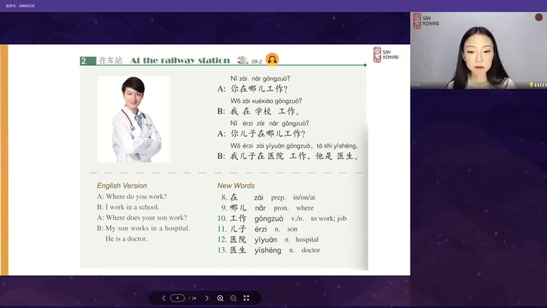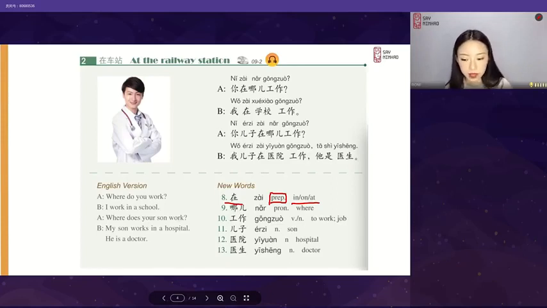Okay, we can see it happened at the railway station. Let's see, the first word is 在, again. But in text 1, 在 is a verb. It means to be in, on, at somewhere. And here, 在 is a preposition. It means in, on, at. So, 在 can be a verb and it can be a preposition too.